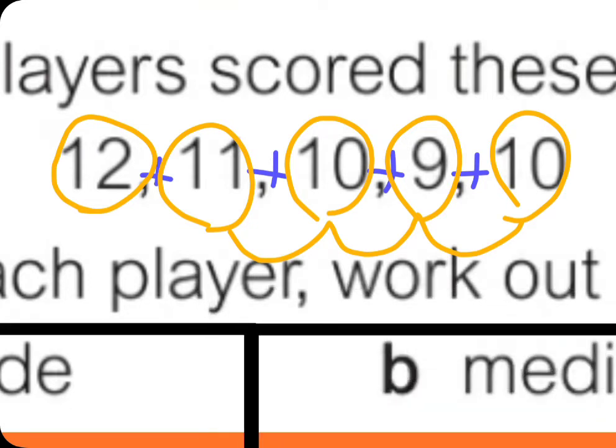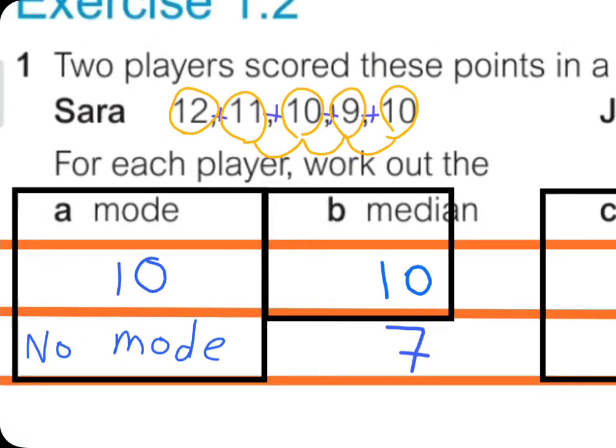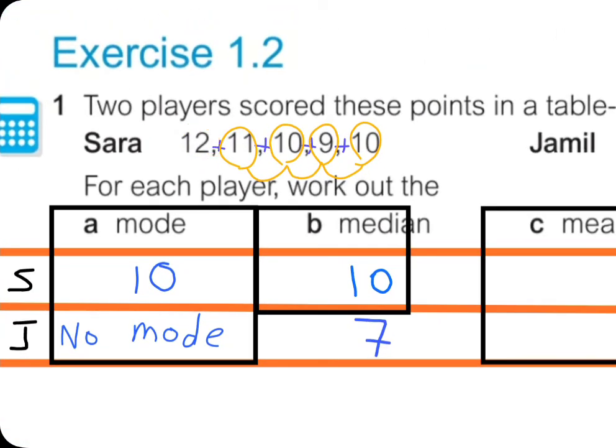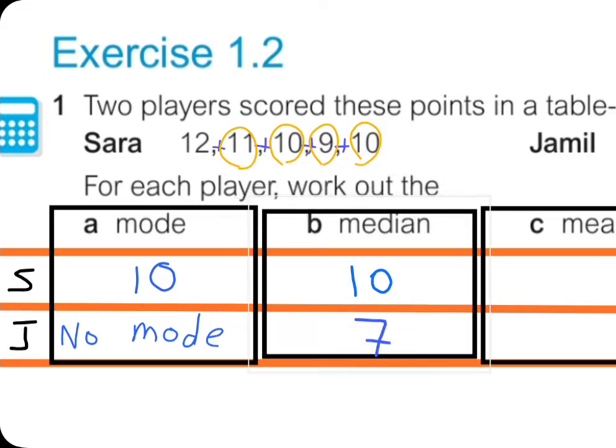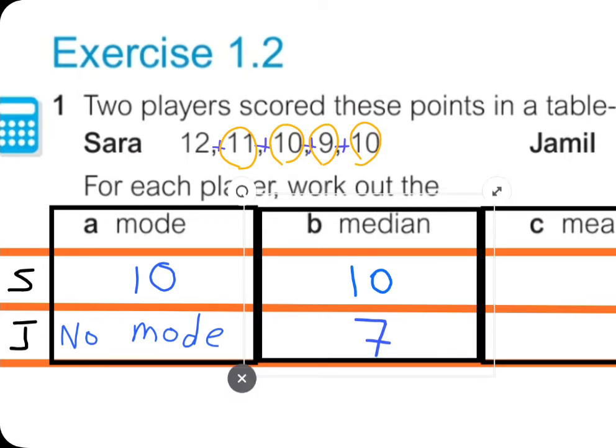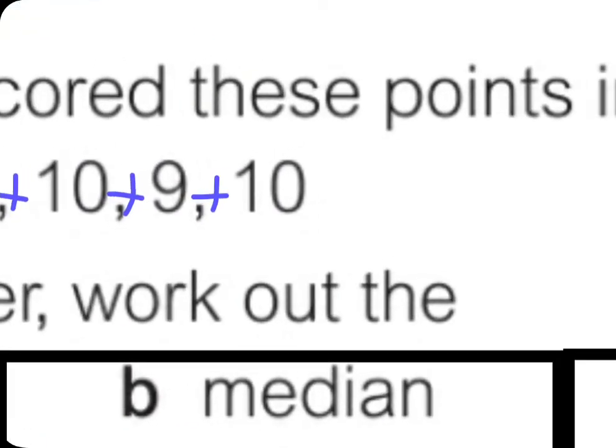40 plus 12 equals, very good. First, let me fix this. I think I made it smaller. That's okay. So 40 plus 12 equals, very good, 52. So all of Sarah's data equals 52. Let's write it here, equals 52.